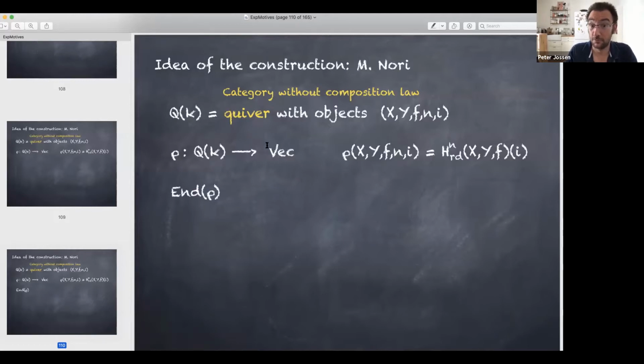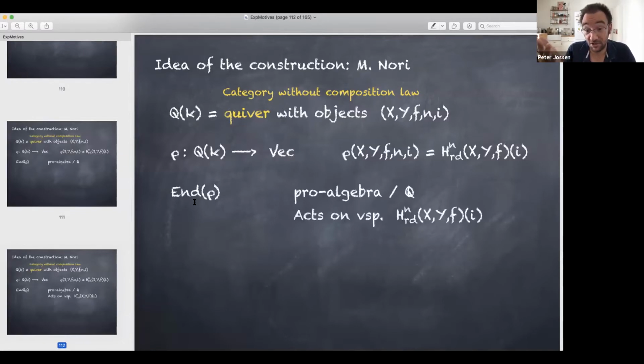And once I have such a functor or representation, I can look at its endomorphisms. So to give an endomorphism of rho, this would be to give an endomorphism on the vector space H^n(x, y, f, i), such an endomorphism for every x, for every y, for every f, n, and i. And these endomorphisms will have to be compatible with the morphisms in the quiver. So they must commute with them for all morphisms in the quiver. That's what it is to give an endomorphism of rho. And so this thing is a huge pro-algebra over Q. It's rather big, but it acts by definition on these vector spaces of rapid decay cohomology. That's just taking the endomorphism and seeing what it does on this particular object.